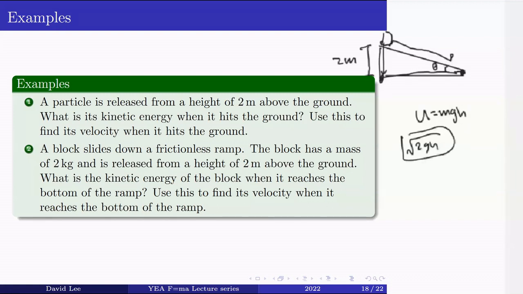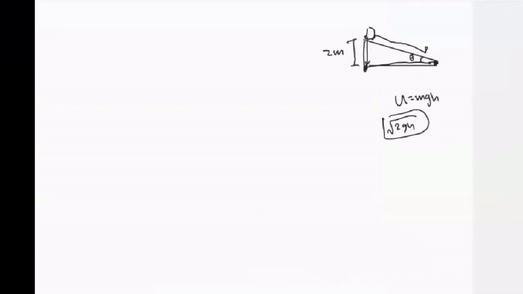And if we had tried to do this with kinematics alone, actually let's do that. It will be a bit messier. And hopefully after this, you'll see some advantages of when you can use energy instead of kinematics.